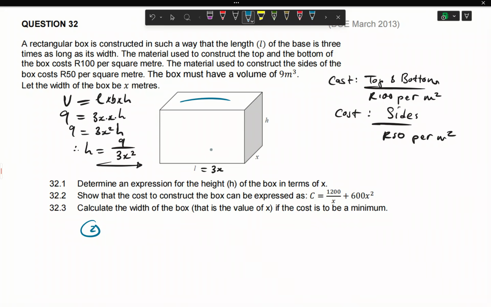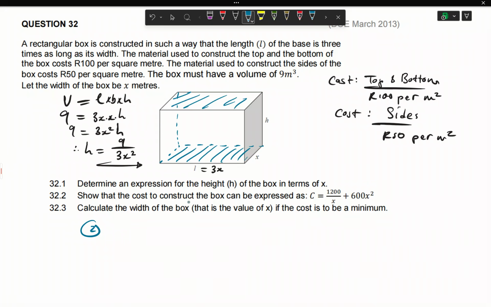Let's find the area of the top part. Remember, let me just draw it like this so that you can see what you have. You have 3 dimensions, so you have to find the area of the top and the bottom.